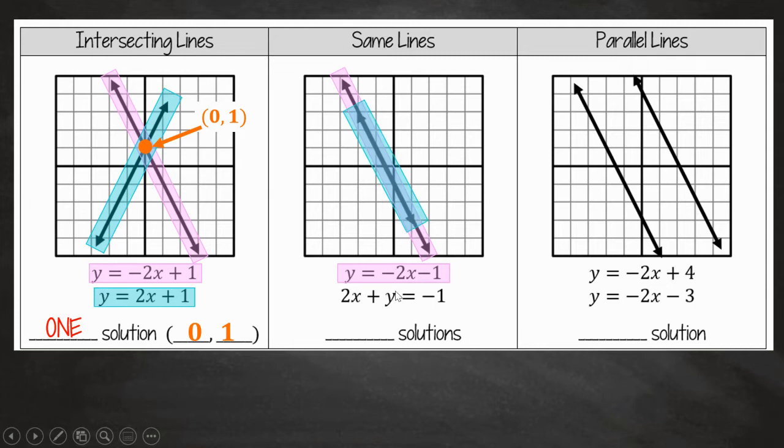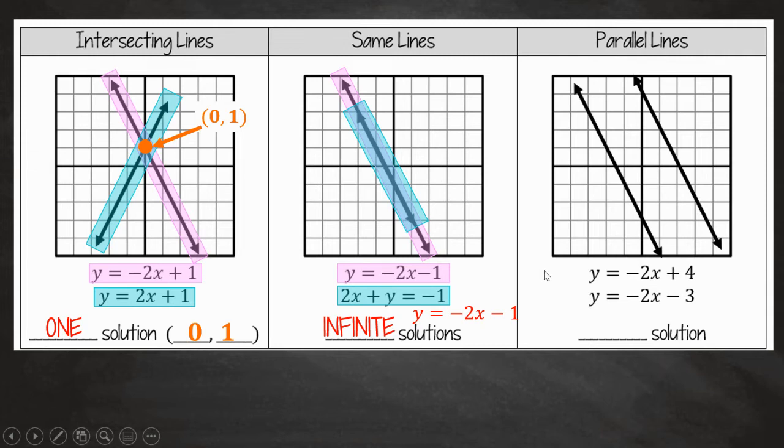Now, the next equation, 2x plus y is equal to negative 1. Well, if I rewrote that in slope-intercept form, y is equal to negative 2x minus 1, then I would see that these are the exact same lines. And when I can see that, I know that I have infinite solutions.